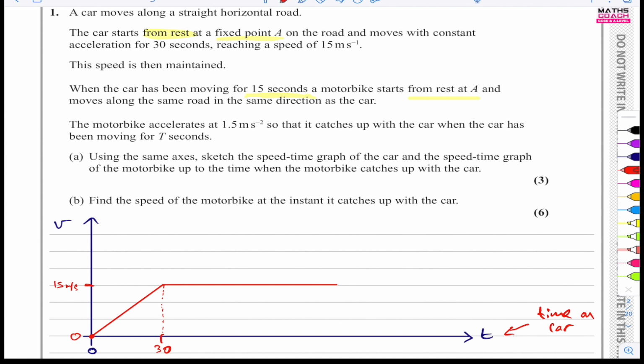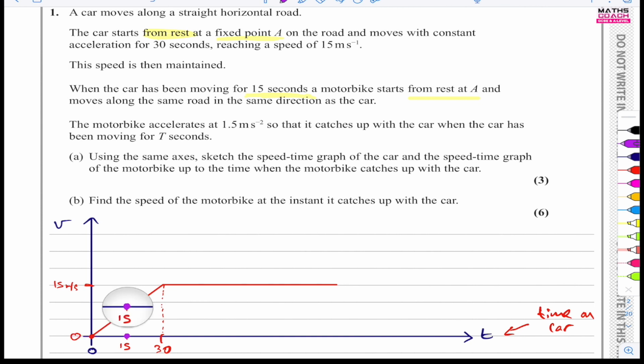But remember what I said earlier, the time is from the car's point of view. The clock is on the car. On the clock of the car, it says 15 seconds. That's when the motorbike starts to move. So when time is 15 seconds on the car, that's where the motorbike graph starts from rest. So at this point, the speed is 0.